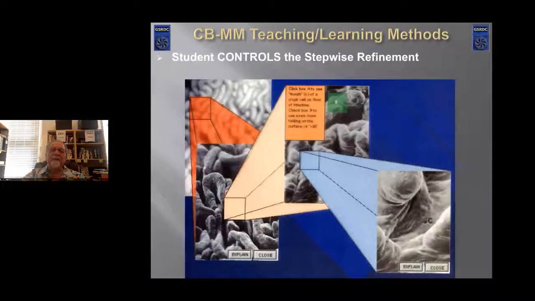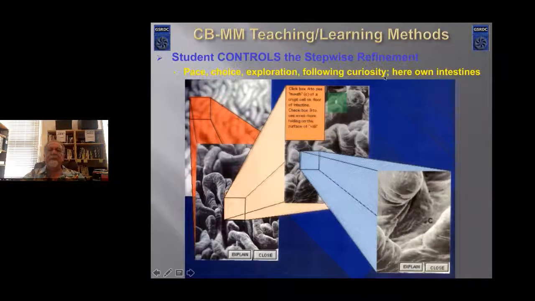Here's another one where the student controls the stepwise refinement. They're first presented with a picture of their small intestines, then they click on it and it gives them this one, and they can get an explanation of what they're looking at and then close that one. And then they could click on an explanation, in this case, of a magnification of that, and then a further magnification that showed crypt cells and how the volume of surface within their gut was expanded by the folding and folding and foldings that were hierarchical stepwise refinement.